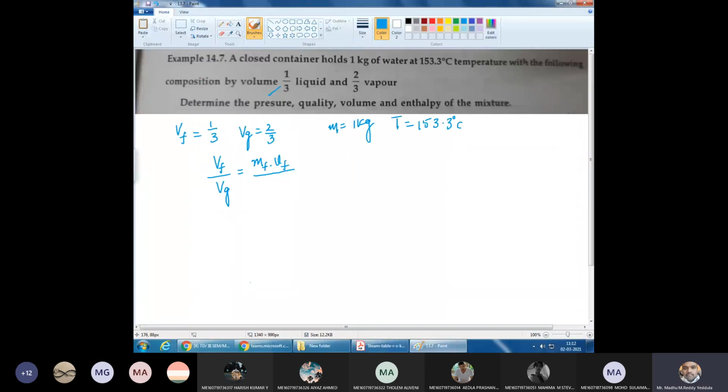One second. Right. But my mouse cursor is not coming. So mg into set.